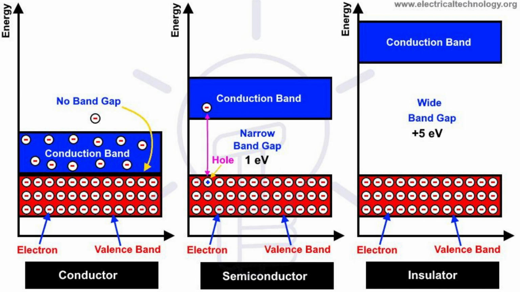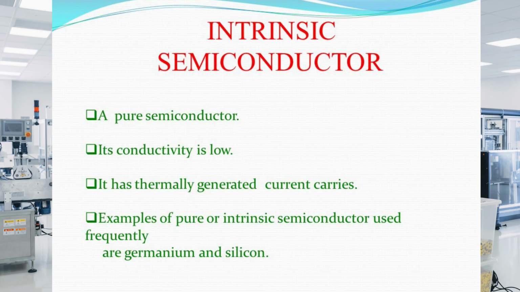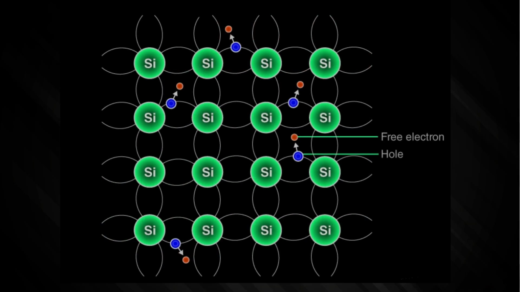Now, let's talk about types of semiconductors. First up, we have intrinsic semiconductors. These are pure semiconductors without any significant impurity. Silicon and germanium are two of the most commonly used intrinsic semiconductors. These elements have 4 valence electrons which form covalent bonds with their neighbors, creating a stable lattice. At absolute zero temperature, these semiconductors behave like insulators.